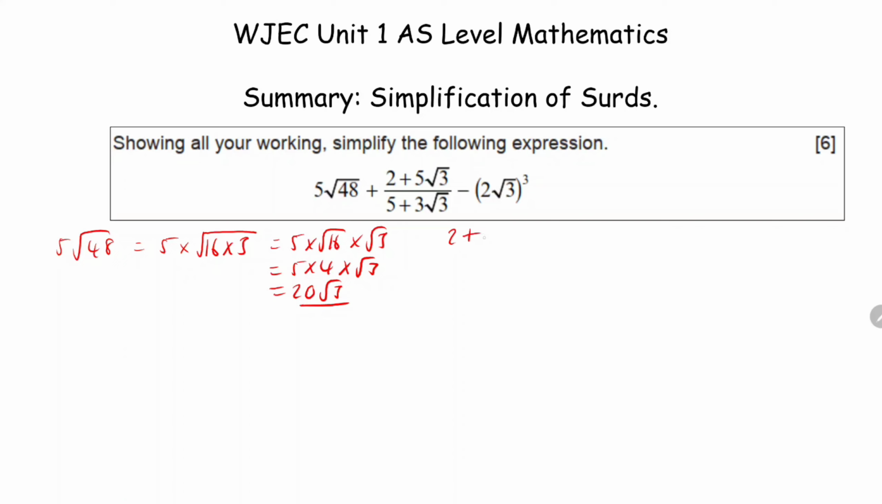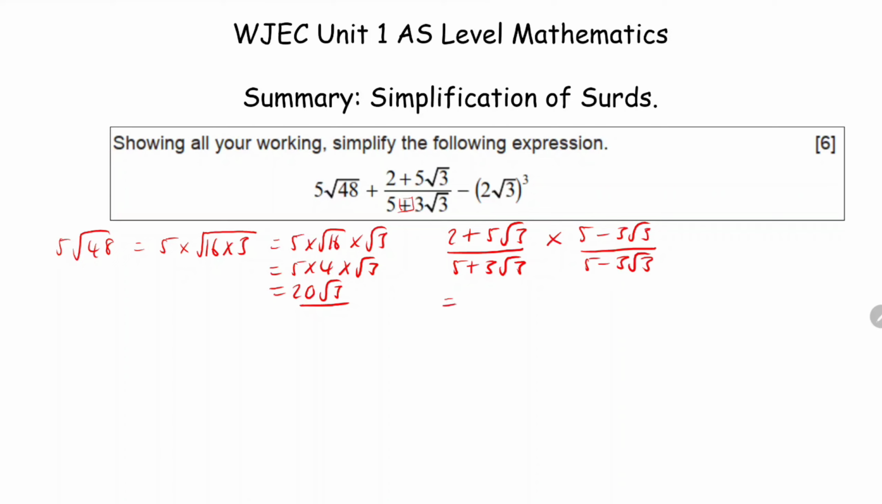Now the second term, there is a lot going on. We've got 2 plus 5 root 3 over 5 plus 3 root 3. Now we need to rationalise the denominator for this. So what we're going to do is times it by 5 minus 3 root 3 over 5 minus 3 root 3. Now, if you need to practice rationalising the denominator when there are two terms at the bottom, then watch the video on that, which is the previous video to this one. But the key is that you change that plus sign to a minus, as you can see here.